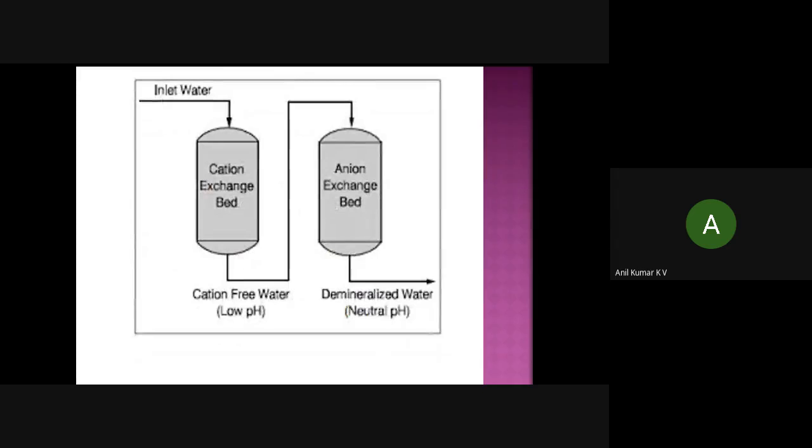Now this is the schematic representation of the ion exchange process. It consists of two resins. One is the anion exchange resin and the second one is the cation exchange resin. The anion exchange resin exchanges the anions, and the cation resin exchanges the cations. Finally, the water free from ions is called deionized water.